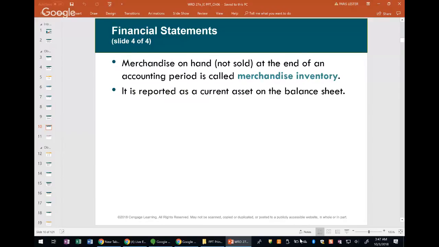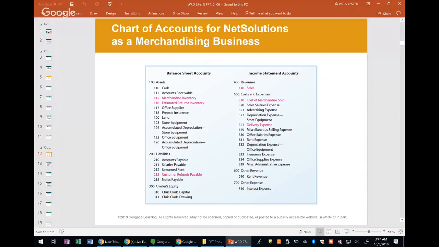You've got to protect cash. We'll talk about that later when we do bank reconciliations. We'll talk more about the banking business later and so forth. But in a merchandise business, you have a few new accounts. You have an asset called merchandise inventory. And they're putting this new on here this year, estimated return inventory. Customers refund payable as a liability. Revenue is sales, and then another expense is cost of goods sold. So your accounts expand a little bit for a merchandise business.